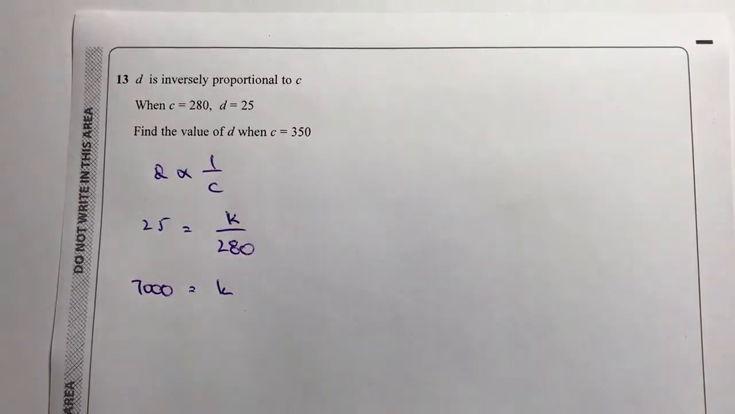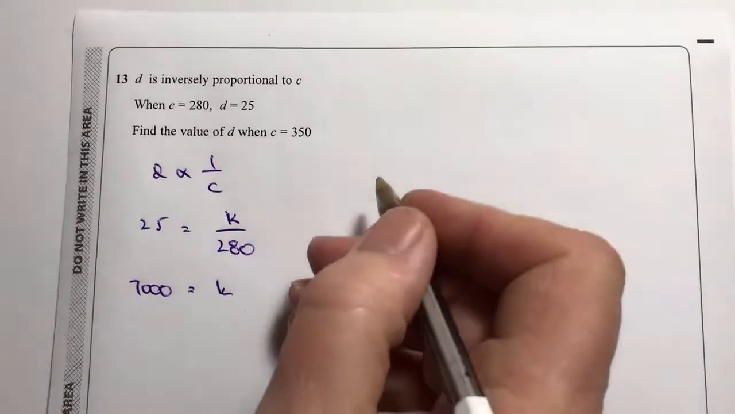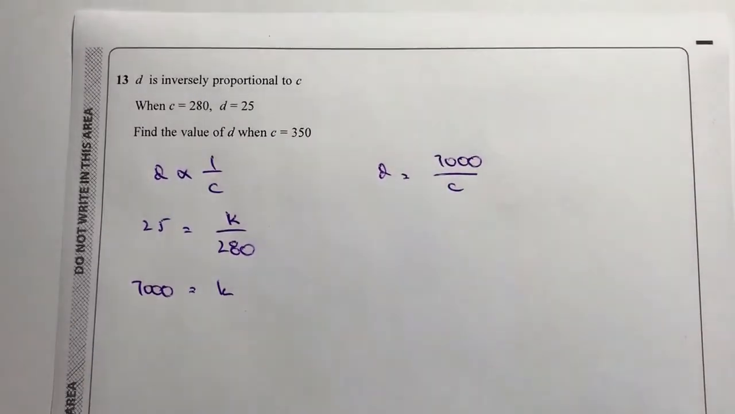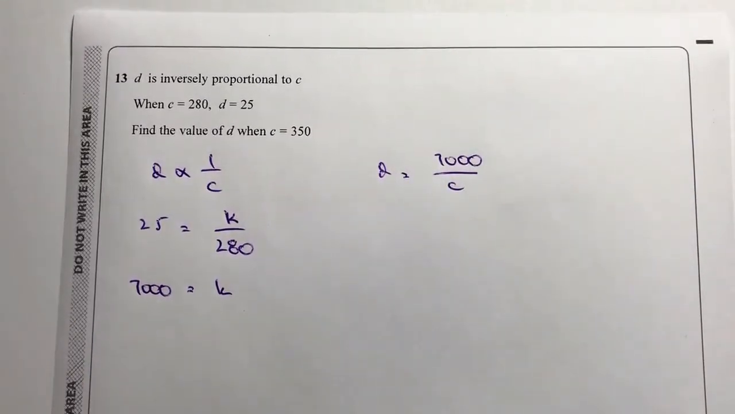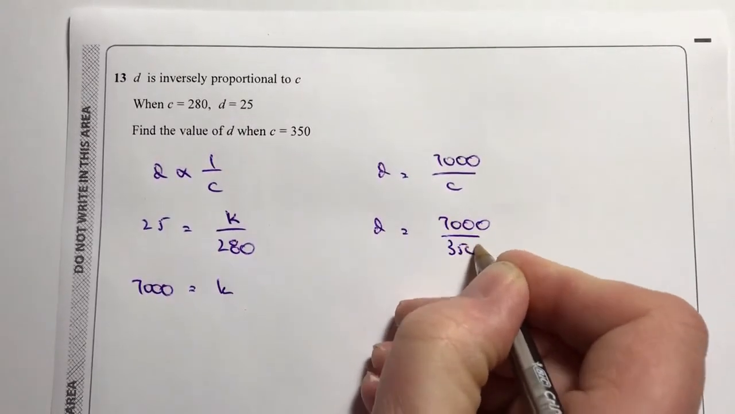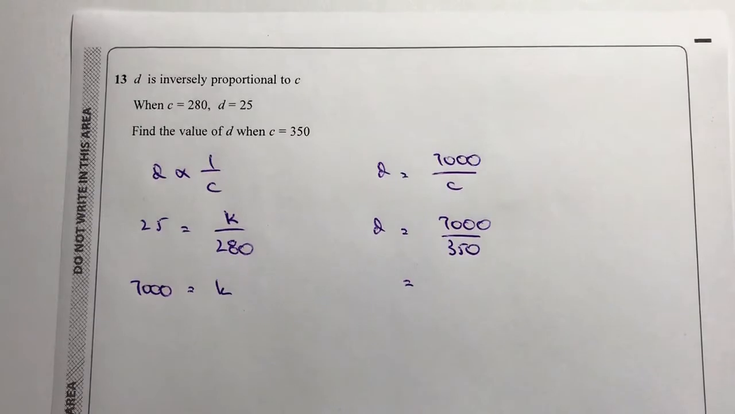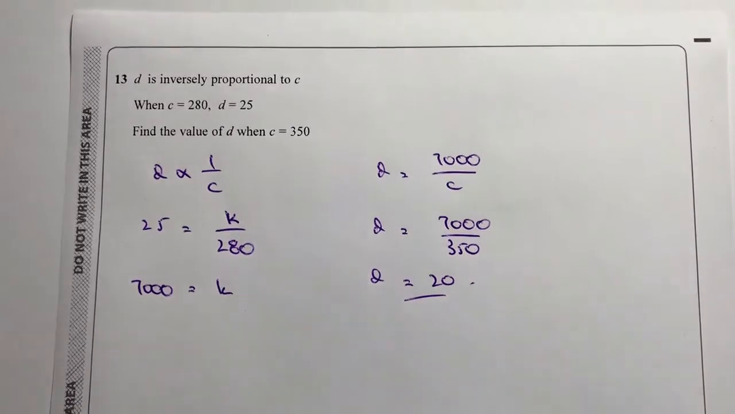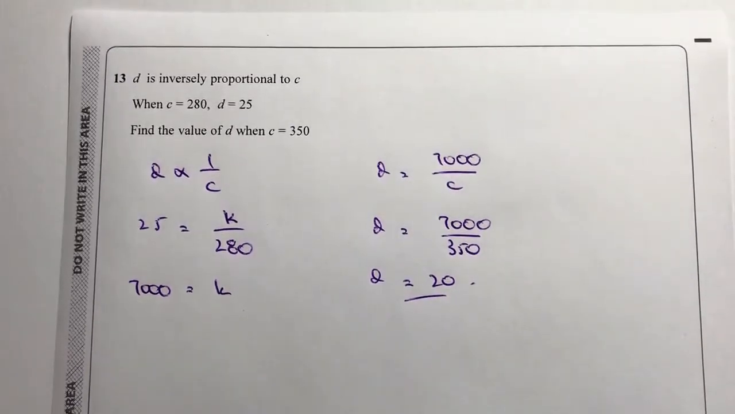We can now write this formula as D equals 7,000 divided by C to answer the question. It says work out the value of D when C equals 350. Well, D equals 7,000 divided by 350, and you can do that by mental arithmetic or on a calculator, and you've got D equals 20. I hope that's okay for you. Please do check out some of the videos on the channel on inverse and direct proportion if you want a little bit of extra practice.